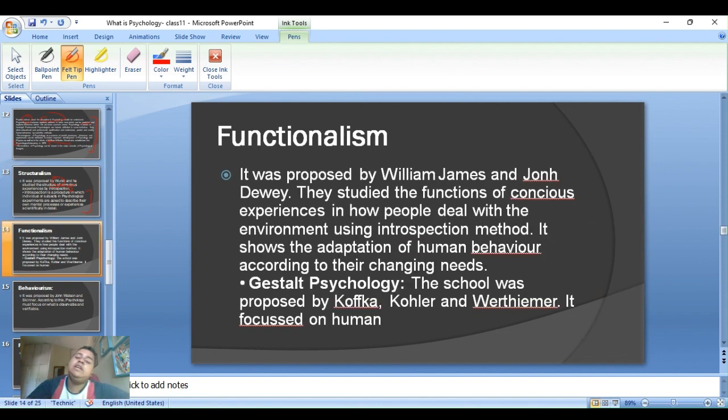Functionalism. It was proposed by William James and John Dewey. They studied the functions of conscious experience and how people deal with the environment using the introspection method. It shows the adaptation of human behavior according to their changing needs.